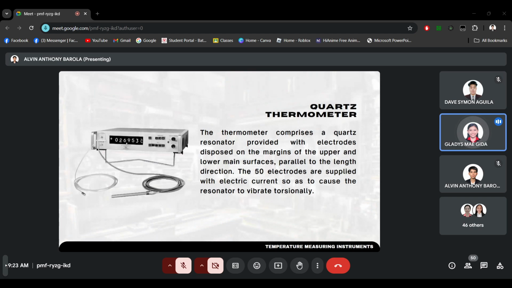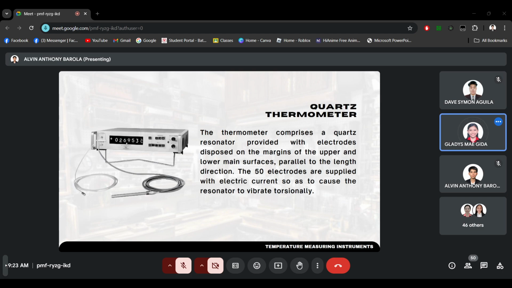Next point is quartz thermometer. The thermometer comprises a quartz resonator provided with electrodes disposed on the margins of the upper and lower main surfaces parallel to the length direction. The electrodes are supplied with electric current so as to cause the resonator to vibrate torsionally.